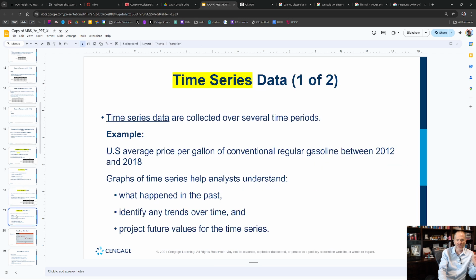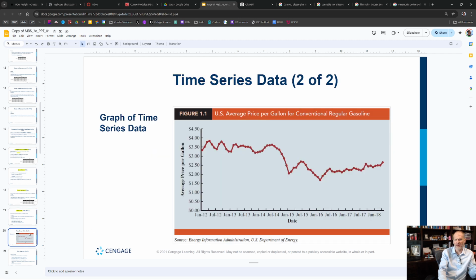And then here we have time series data. And time series data is data collected over a period of time. Like here's the price of gasoline from 2012 to 2018. It shows us what happened in the past, identifies trends over time, helps us project future values for the time series. And so here is time series data, price per gallon for conventional regular gas, from 2012 to 2018.